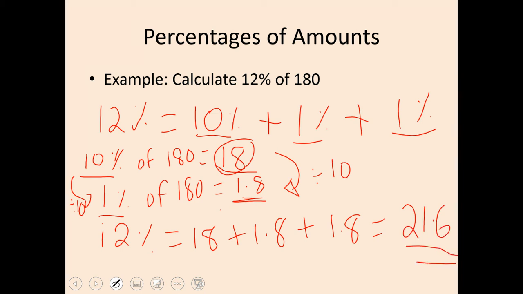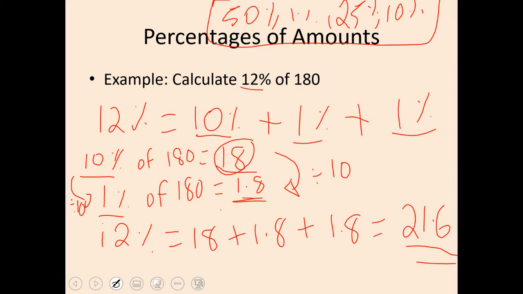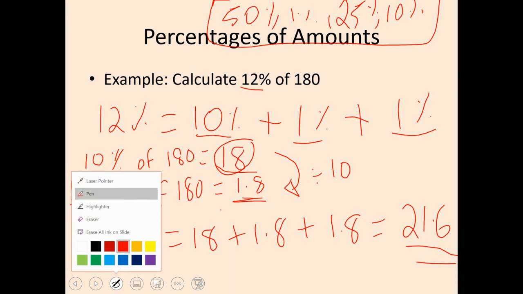That's my final answer. So you need to basically split them up. You need to use the amounts that you can easily work out. So 10%, 25%, 1%, 50%. You need to use these initially, okay? You need to be using these four initially and then basically adding them up or subtracting them from each other to work out the percentage amount that you need to work out, okay?